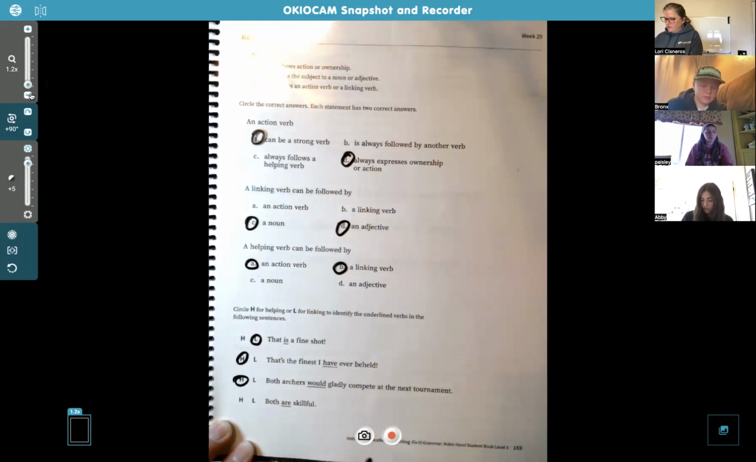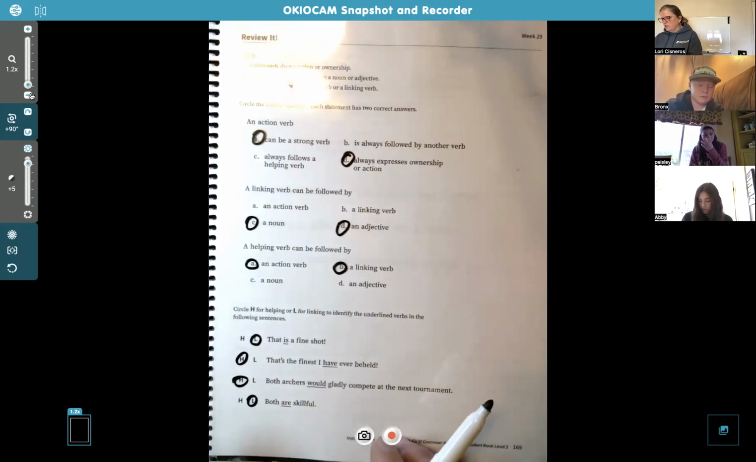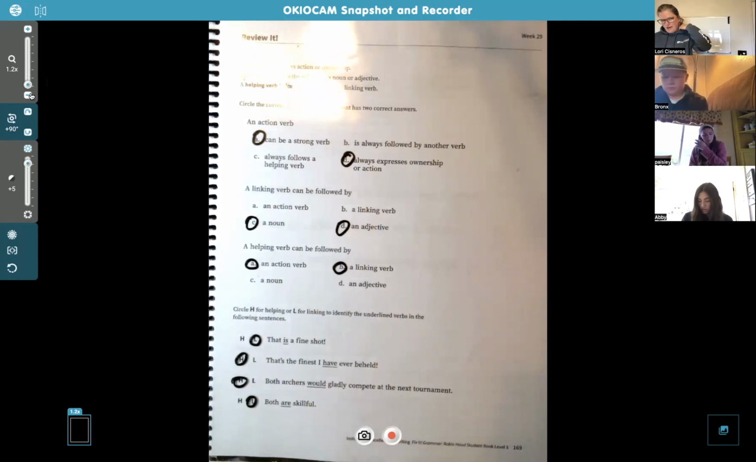Helping or linking? I'm going to say linking. Yeah, because the noun or the subject is here, both are skillful. So it's linking it to an adjective.